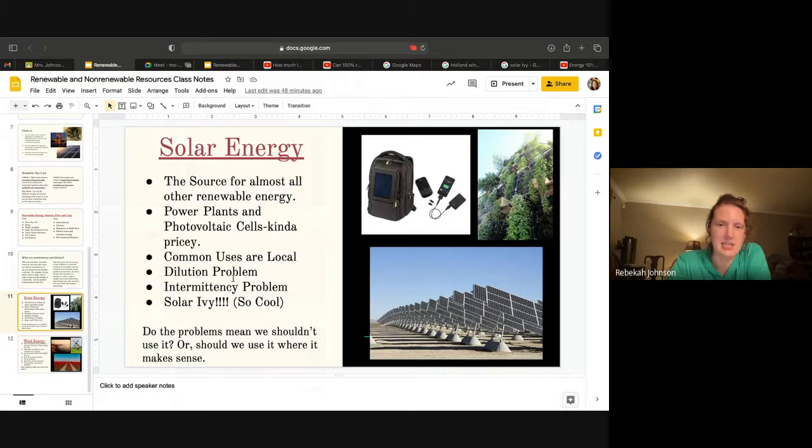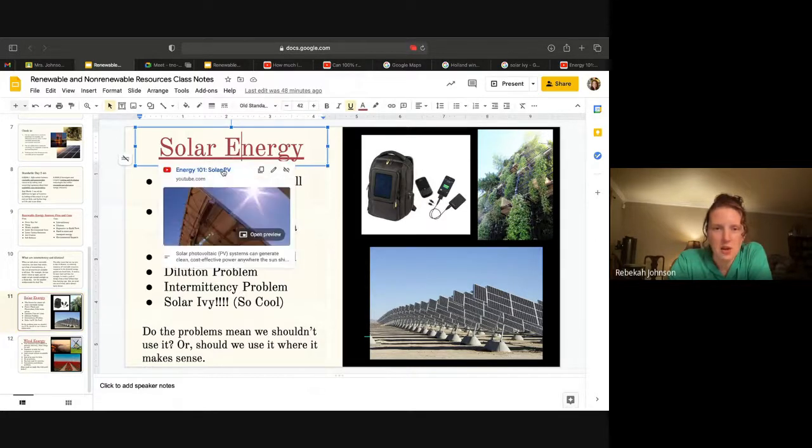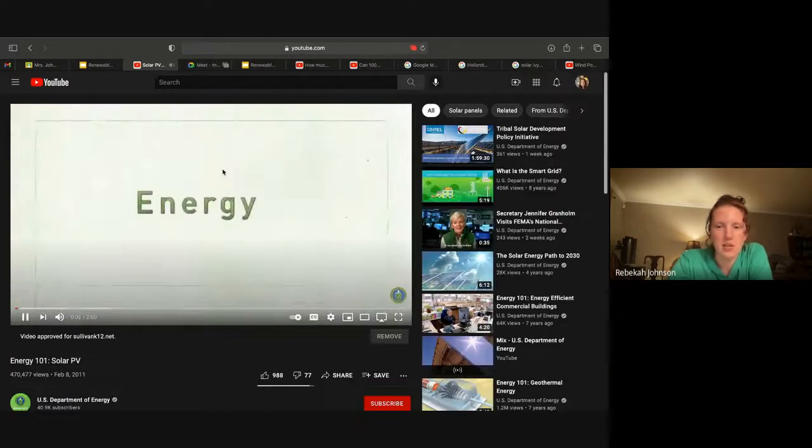I love seeing it. Again, we do run into that dilution problem, that intermittency problem, but does this mean we shouldn't use it? No, it means we should use it where it makes sense. Any of these, great idea, makes sense. Here, it makes sense. Here, it makes sense. In a frozen wasteland that doesn't get sun, maybe it doesn't make so much sense. These do also link out to videos, just so you know. I won't make you watch them here.